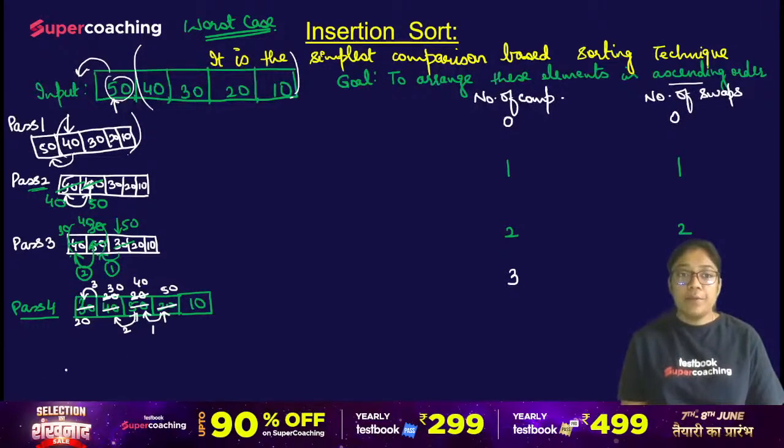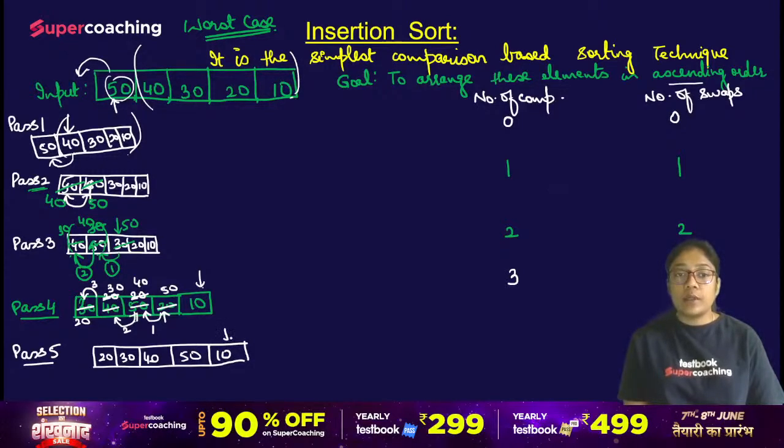Does the concept make sense? Pass 5. Pass 5 means I'll be talking about the fifth element. So for pass 5, the input, if you look at this array, elements are 20, 30, 40, 50. This means that by the end of pass 4, four elements are sorted. Now we'll be considering the fifth element. For the fifth element, how many comparisons and swaps will take place?